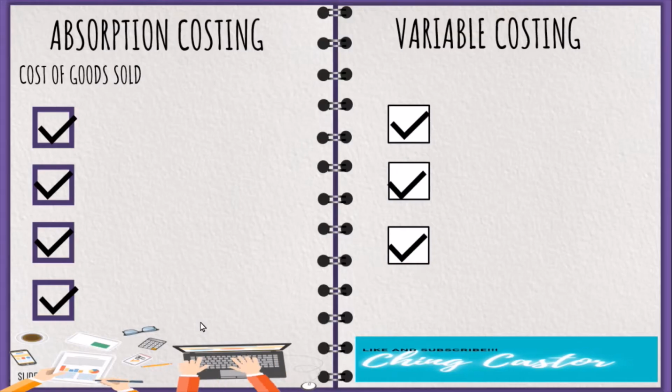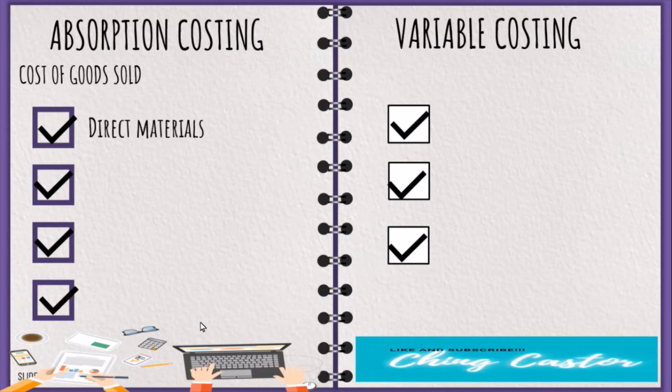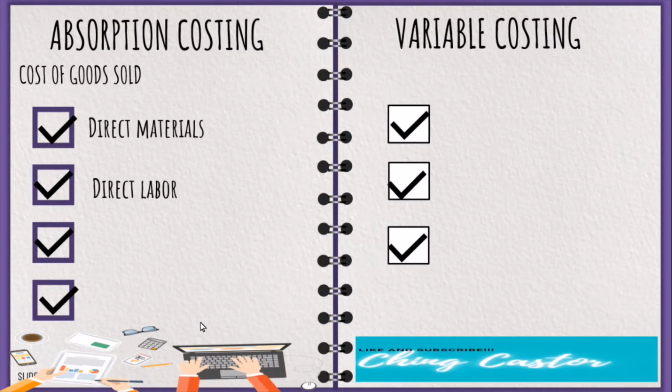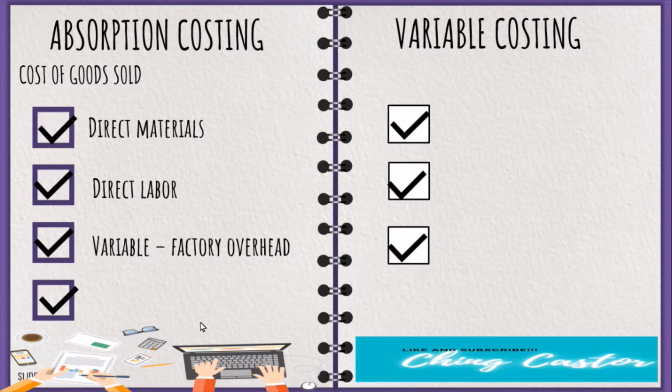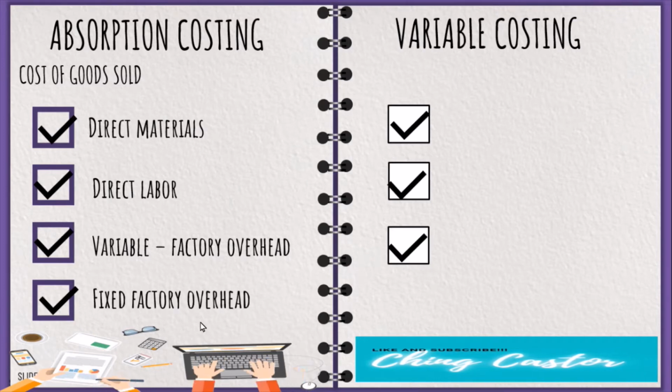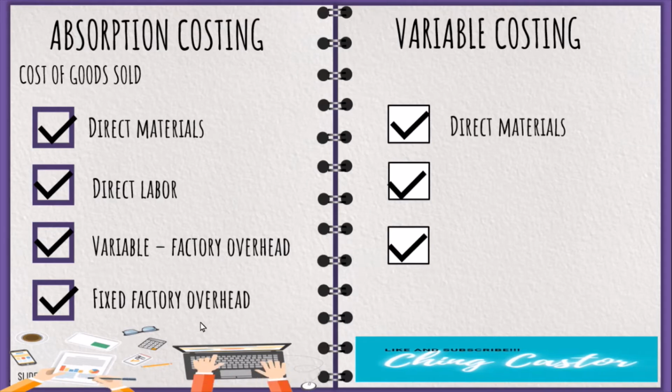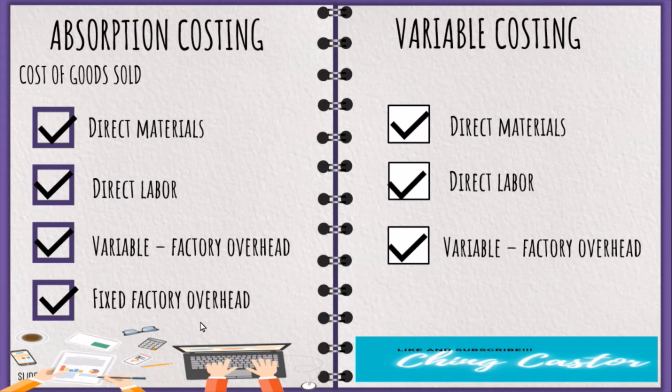Under cost of goods sold, in absorption costing, you need to add the direct materials, direct labor, variable factory overhead, and the fixed factory overhead. While in variable costing, cost of goods sold is made up of direct material, direct labor, and variable factory overhead.